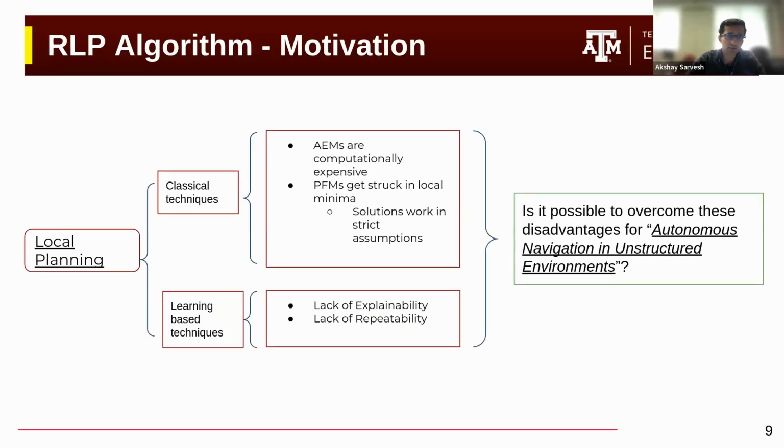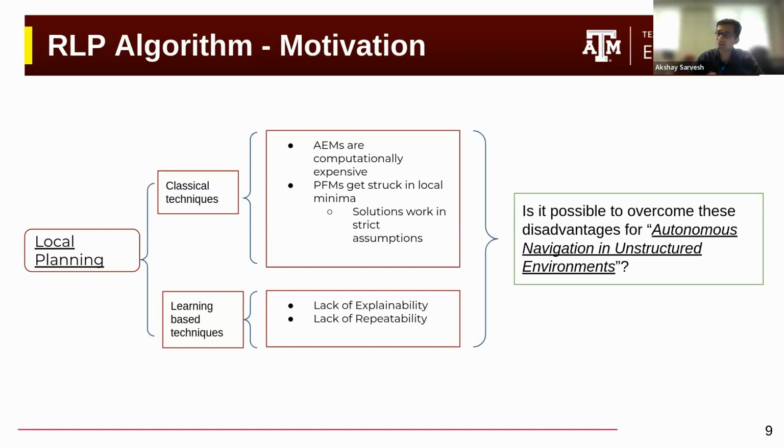With local planning classical techniques, like I said, active exploration methods are computationally expensive. If I'm using an MPC and if I am actuating over an action space of, let's say, steering wheel and velocity, I have two action dimensions, and depending on whether we are looking at a continuous domain or a discrete domain, it can get quite expensive in terms of the search space. And potential field methods can get stuck in local minima. And the solutions of potential field methods work under strict assumptions. And with learning-based techniques, like I mentioned, there's a lack of explainability sometimes, and also a lack of repeatability in some of the algorithms that we see.